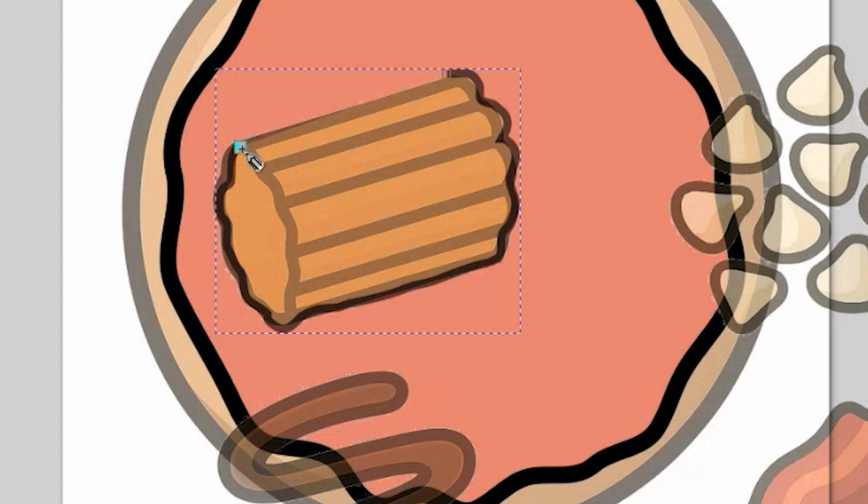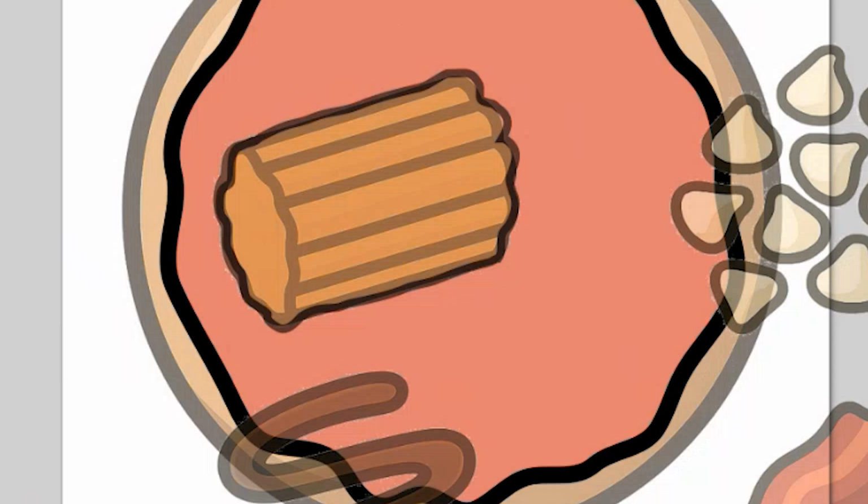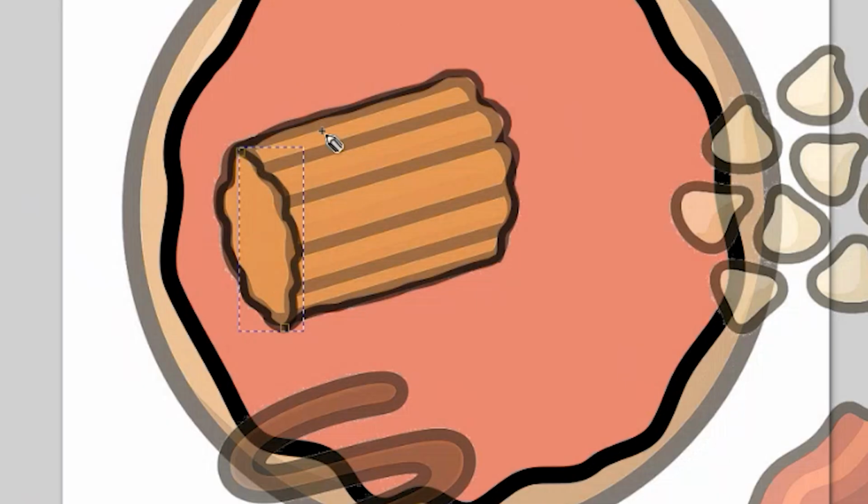If you make a mistake, you could do Control Z. So there's my outline. I could use this for the whole shape of the churro. Now what I could do is I could use my pencil tool again. Once I trace it, I would go back to my fill and stroke and turn my fill off because it's already going to be filled in from that original shape that we drew for the outline.